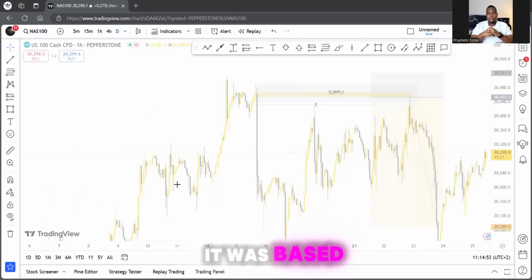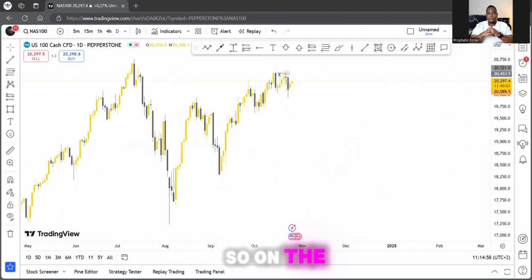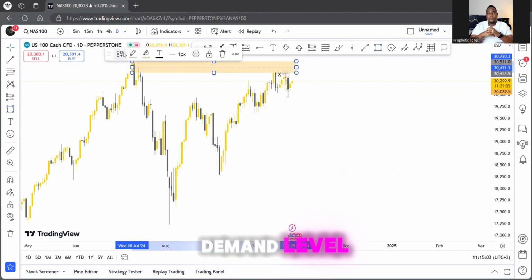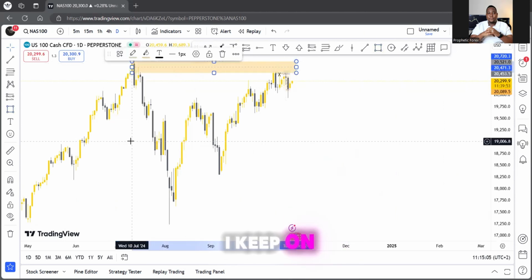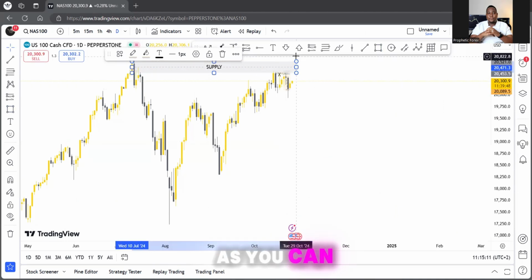So as you can see over here, we've been eyeing this. It was based on the daily bias, guys. On the daily bias, we can see that we did hit a supply level over there. Why do I keep on saying demand? I'm not sure. A supply level over there, we did hit it. And as you can see, the market has been selling.